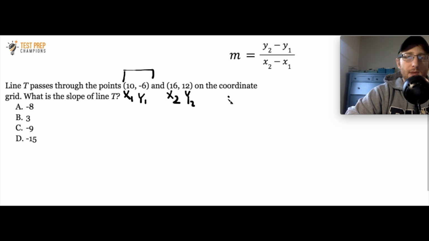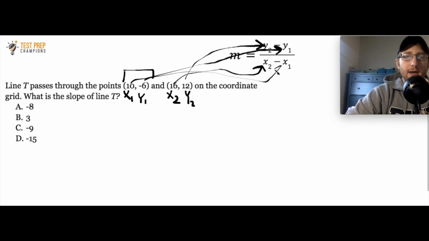So let me show you what I mean by that. I labeled my 12 as y2, so I come up into the formula where it says y2, and I'm going to replace that with a 12. I'm going to do the same with this y1 here. So -6 is my y1, so I'm going to plug -6 in for y1. And same with the x2, which is 16. I'm going to put that into the formula in place of the x2. And I'm going to come to my 10, which I labeled as x1, and I'm going to plug that in.